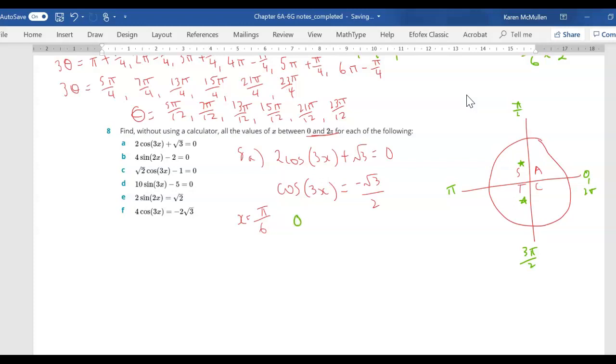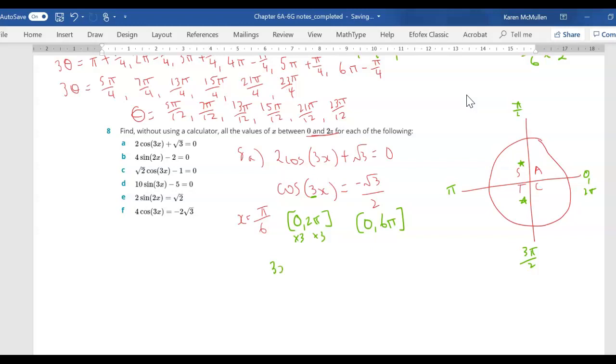Okay, so we're going from 0 to 2 pi. I'm going to write this here, 0 to 2 pi is our domain, but when we're looking for solutions, because we're multiplying by 3, we multiply both by 3, so we're going from 0 to 6 pi. Remember we're not changing the domain. The domain still stays 0 to 2 pi. We're just doing this so we know how many solutions we have, or how many times to go around the unit circle.